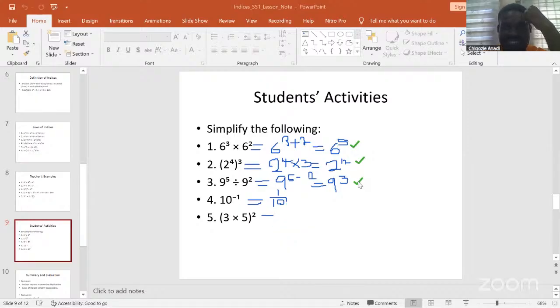I want you to give me what 6 raised to power 5 is. You can use your on-screen calculator, because there's a situation whereby they might not leave their answers in index form, or rather in indices. They might give their actual answer. What is 6 raised to power 5? Tell me what it is.